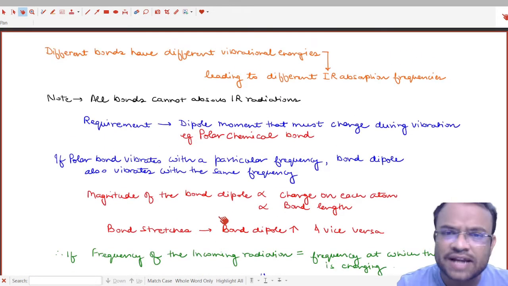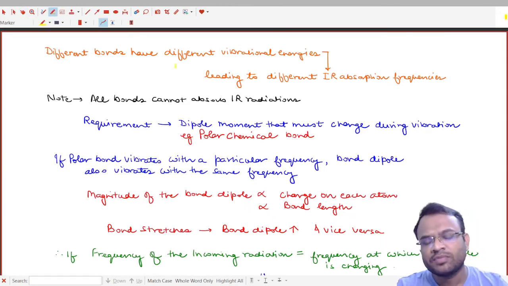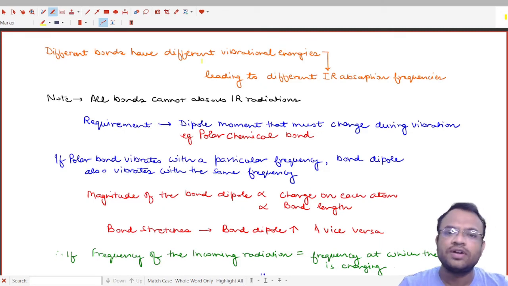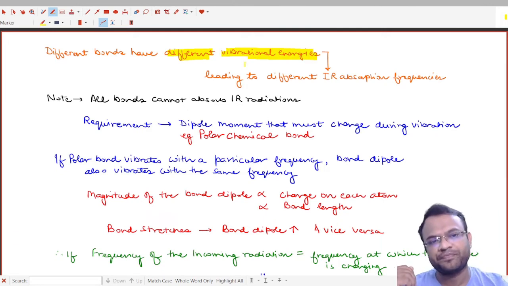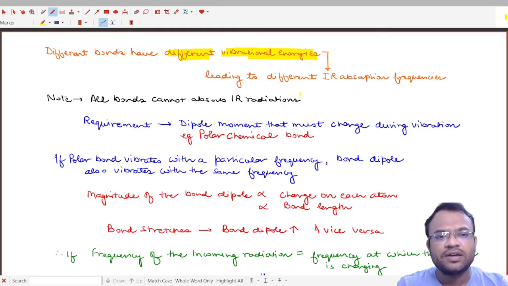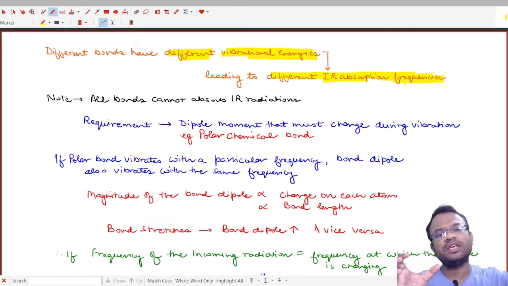Okay. Now understand this, that different bonds have different vibrational energies. You would understand this simply because different atoms are involved and there are different reasons behind this. But for now you should understand this, that different bonds would have different vibrational energies. And when the vibrational energies are different, definitely they would absorb different infrared radiation frequencies also, because if the vibration energy is different, it would be absorbing only that frequency that coincides with the infrared.